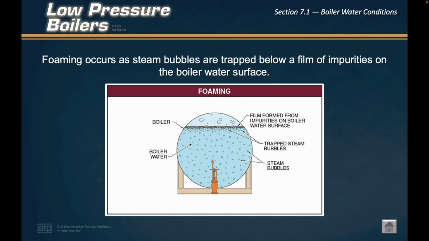Foaming is a boiler water condition caused by formation of steam bubbles trapped below a film on the boiler water surface. This is commonly caused by high surface tension from impurities such as leakage of fuel oil in boilers using number 4, 5, or number 6 fuel oil.